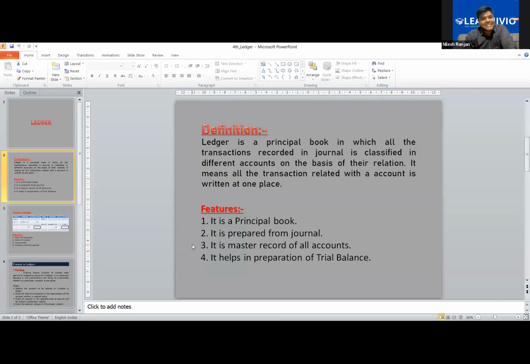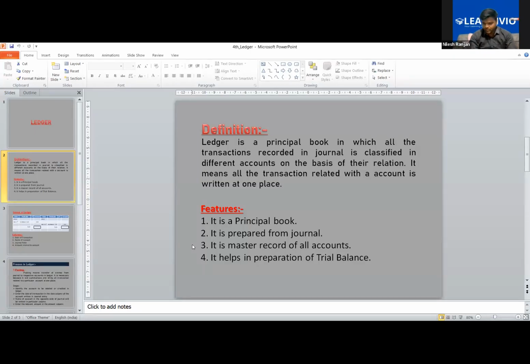So second, it is prepared from journal. I have already told you that. The third is it is master record of all accounts. So if you have to see any account, you have to go to ledger. And the fourth one is it helps in preparation of trial balance and also the financial statement. So these are the features. Please write this.